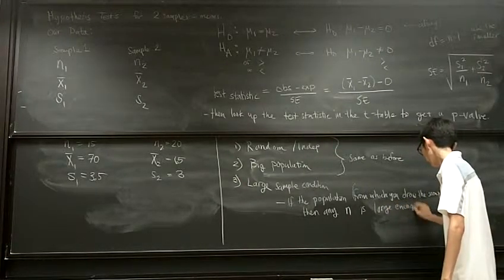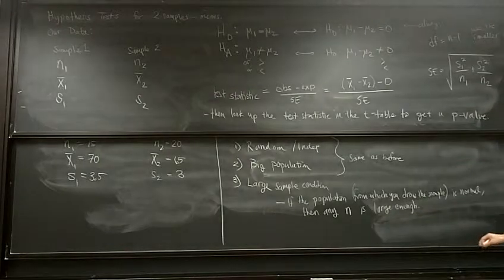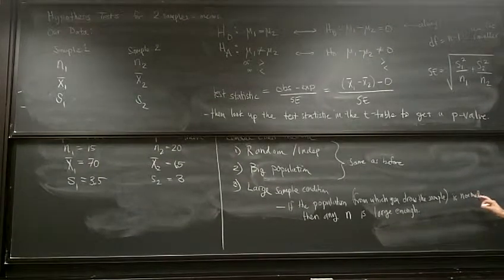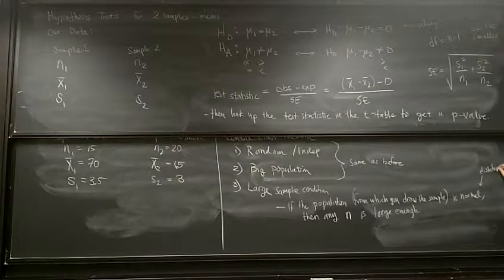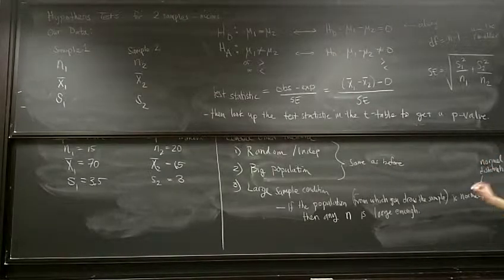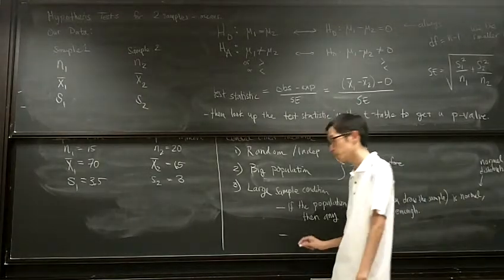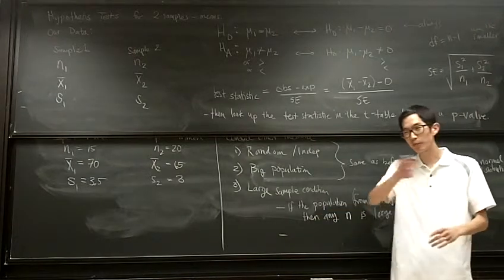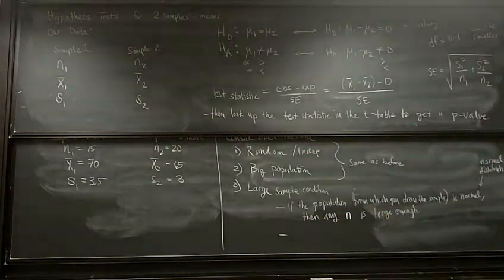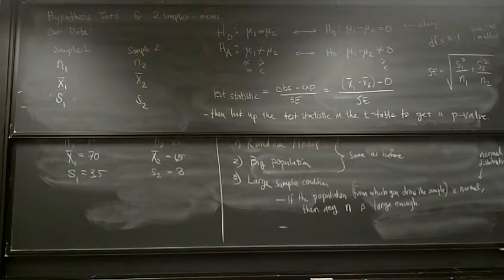What do you mean by normal? Okay, so if the original population follows a normal distribution, then any n is fine. Okay, so if it's unimodal and symmetric, if it's got that nice shape, any n is fine. Okay? If the population is not normal, so meaning it's skewed or bimodal or something weird going on, okay, then you need a larger n.